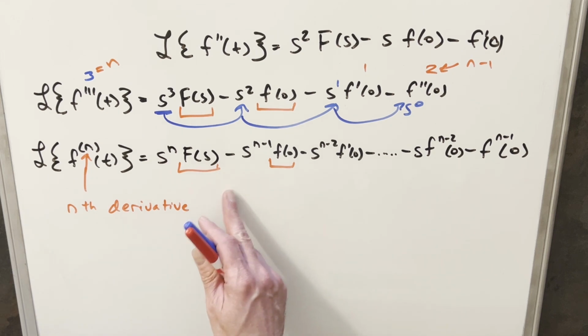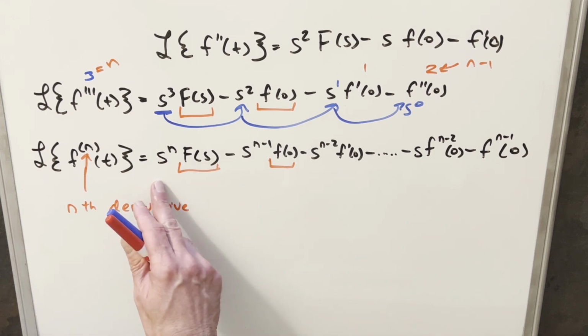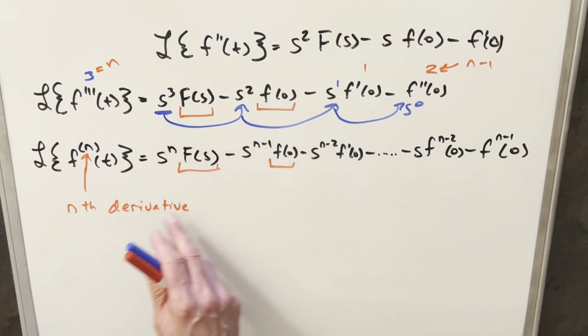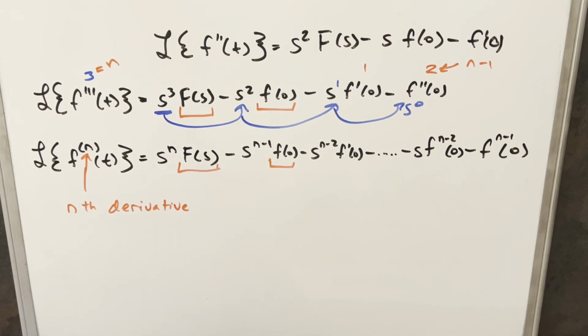And of course, it's kind of an ugly formula that's hard to remember, but if you remember the pattern and the decreasing exponents and the increasing derivatives, I think it's a lot easier to remember that way. That's the way I do it anyway.